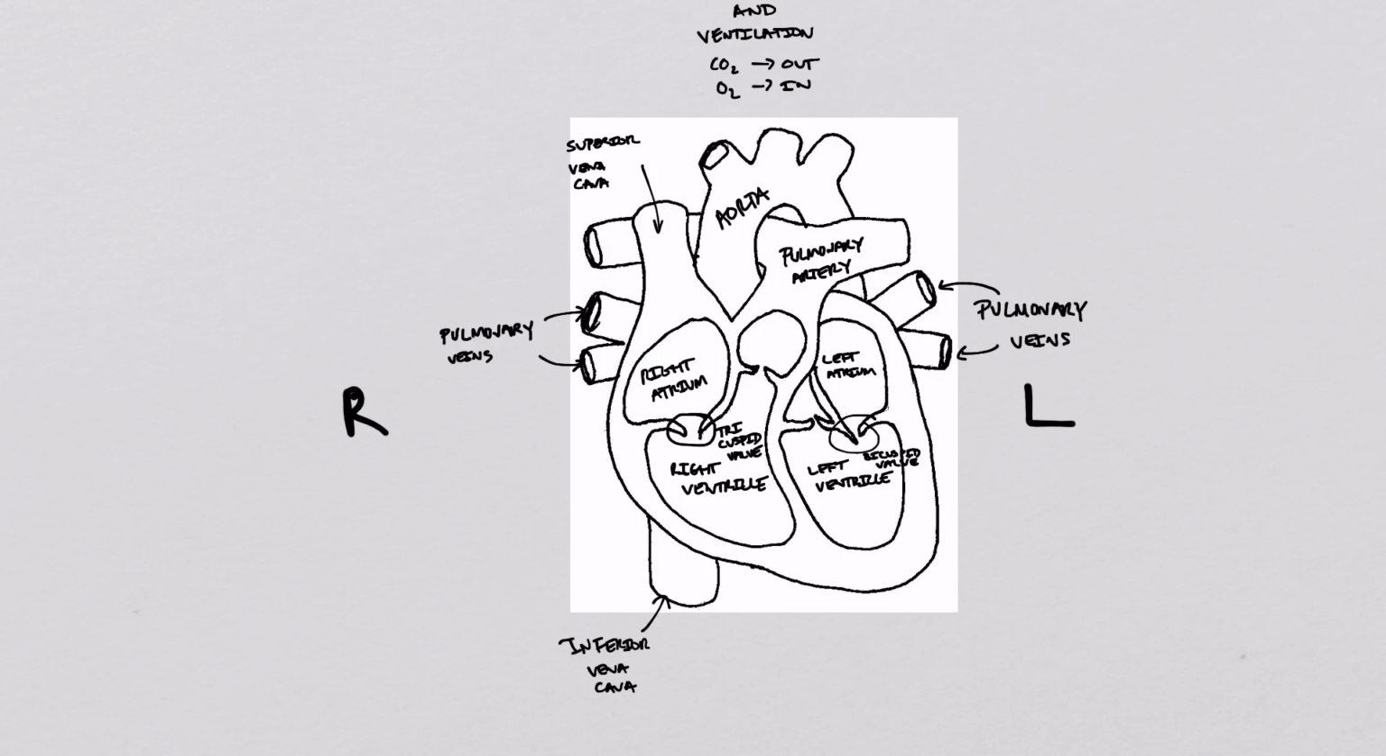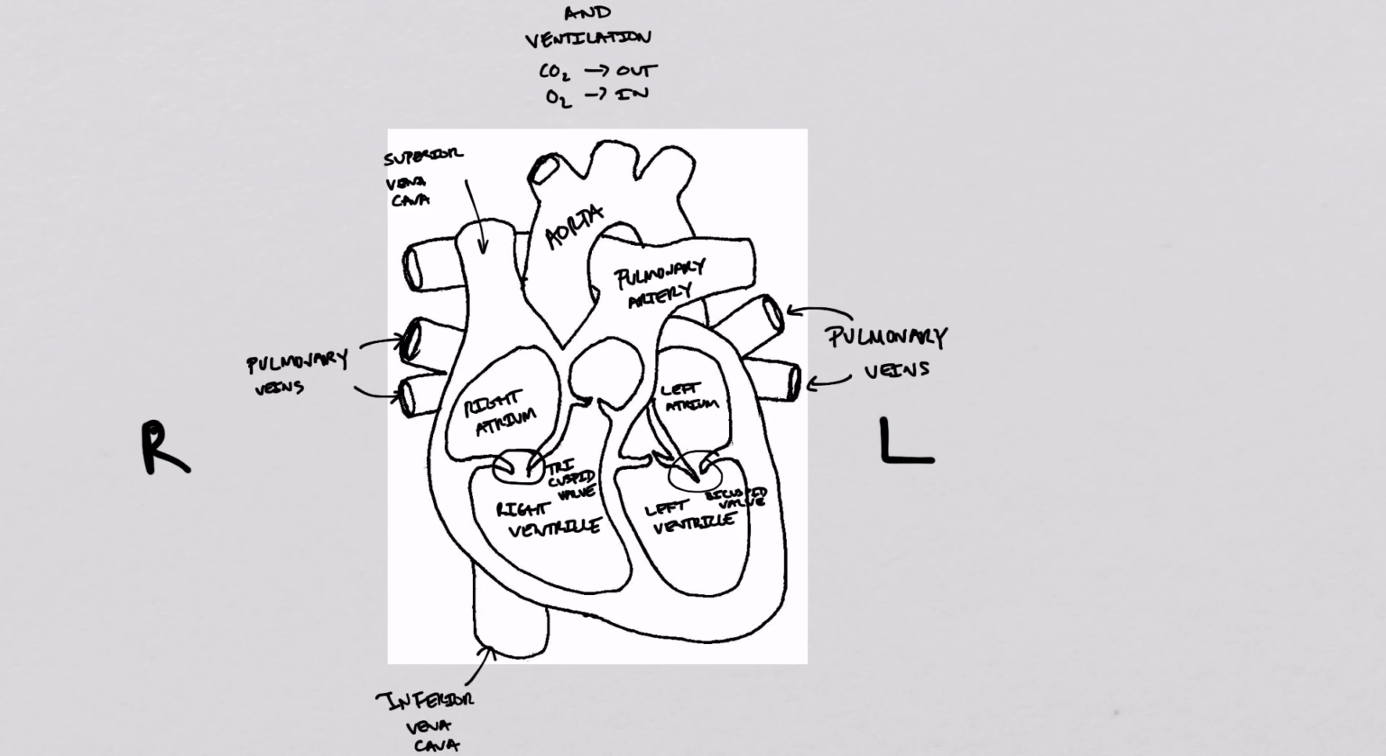Okay, and then back from there, from the left ventricle, we connect again up to the aorta. So now you have all the different veins and arteries and chambers of the heart labeled. I'm going to start drawing in the direction of blood flow here.